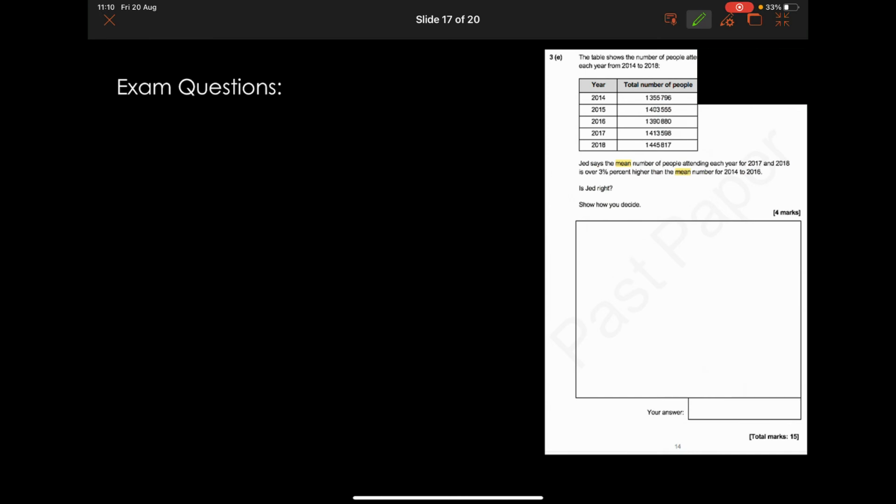Okay, next question then. Again, this one seems tricky, but it's not as bad as it looks. Read it carefully and see if you can work out the answer.